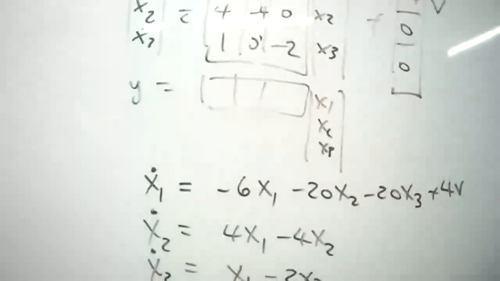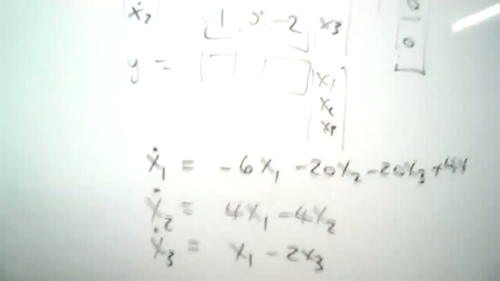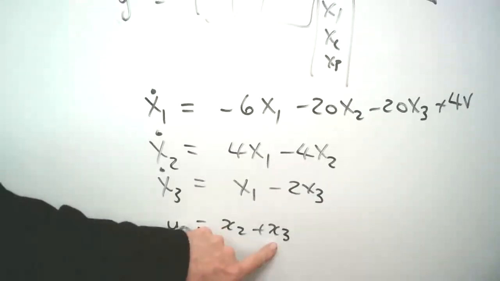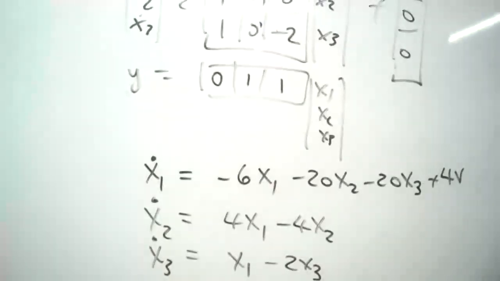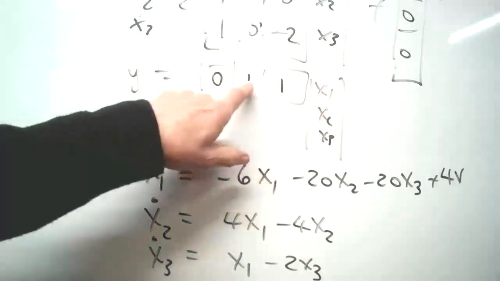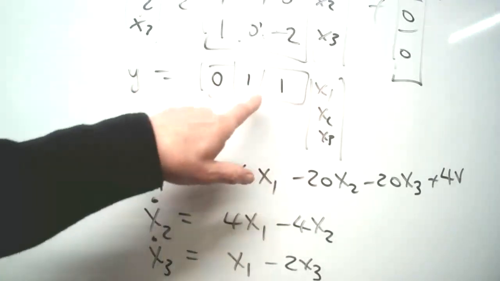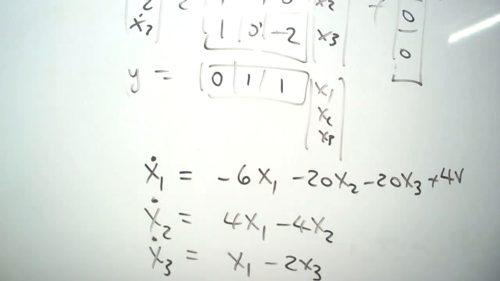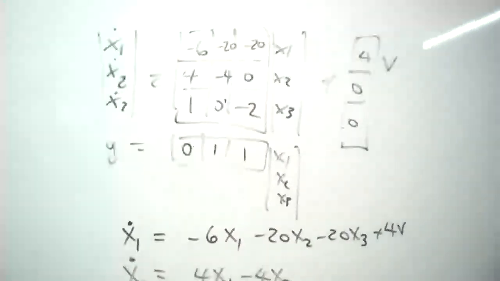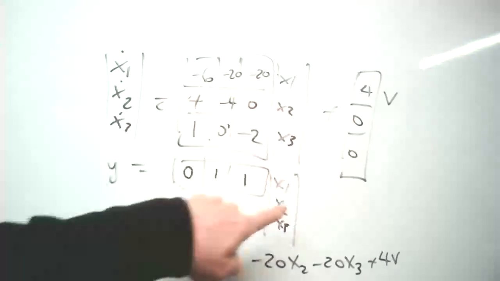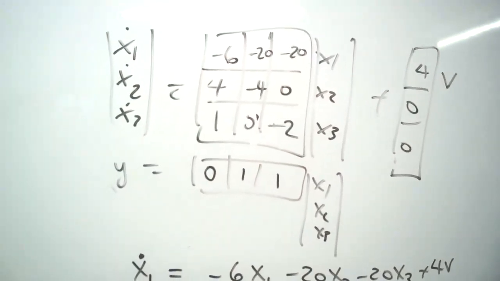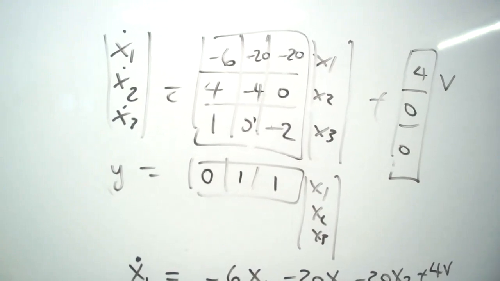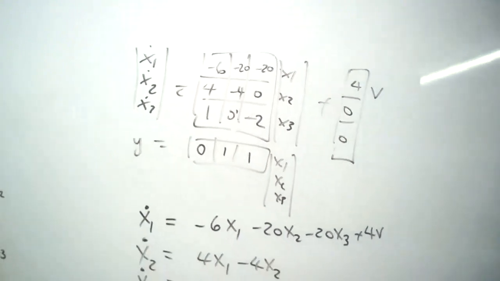And then we also need the C matrix, which you get from y. Y is equal to x2 plus x3, so it's going to be 0, 1, 1. This is like saying y is no x1, 1 x2 plus x3. So y is x2 plus x3. And there are the state space equations for that system. That's not too bad, is it? That would get you the last 6 marks.